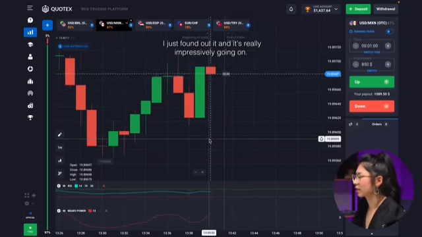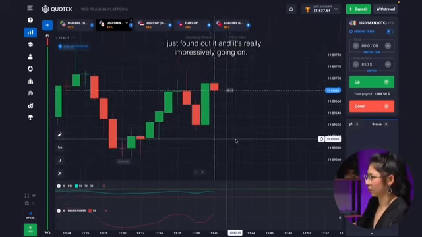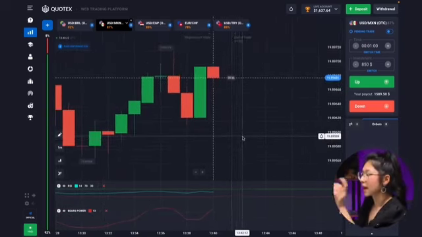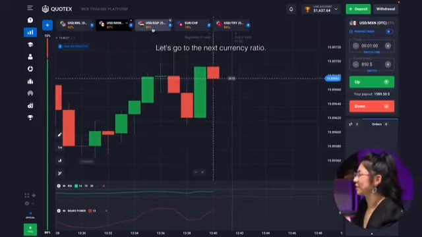I just found out it, and it's really impressively going on. It's crazy about the income that I think it's pretty easy to use. Let's go to the next currency ratio.